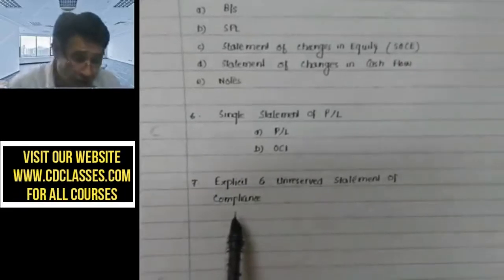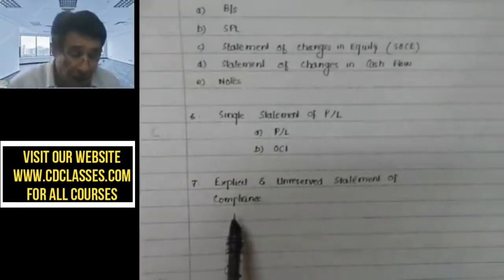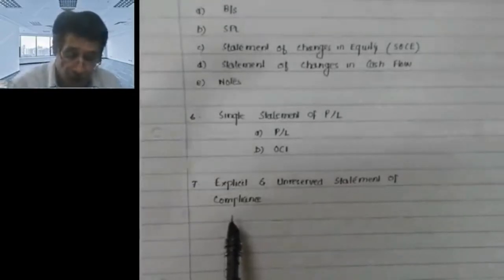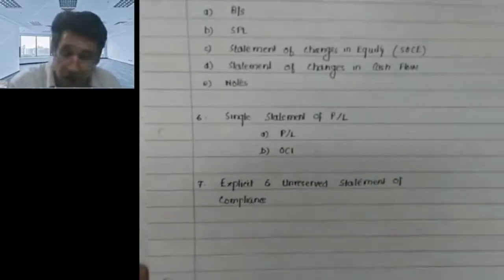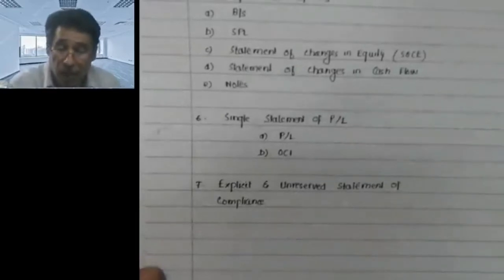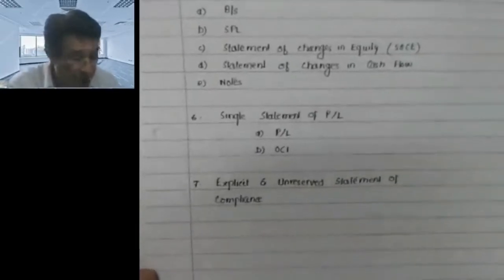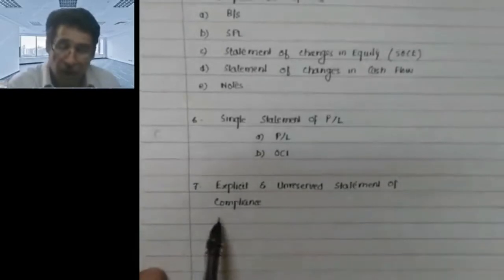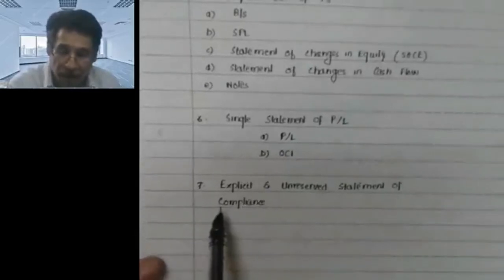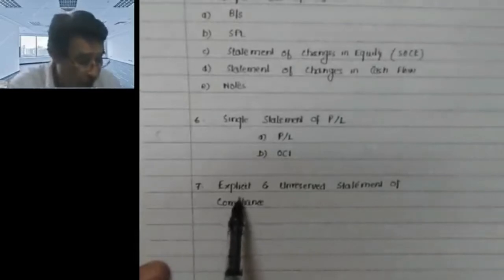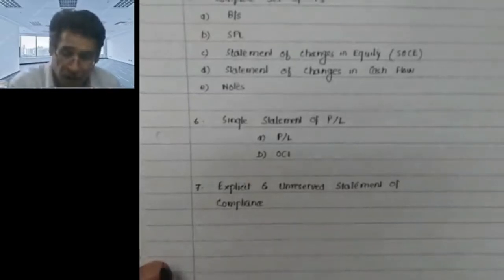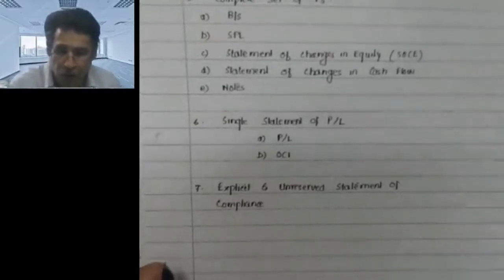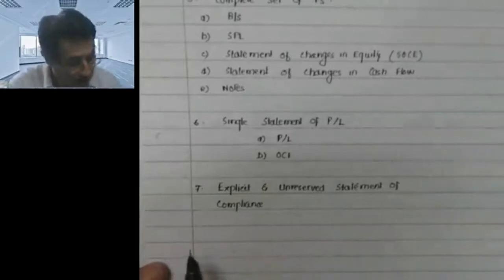That means an entity whose financial statements comply with Ind AS shall make an explicit and unreserved statement of compliance in the notes. Correct? And if that is not done, then we shall presume that the entity hasn't complied with Ind AS. Nothing to write in it, but the important point is that if an entity has prepared the financial statements as per Ind AS, then in the notes the entity must clearly mention that we have followed Ind AS. But if that statement is not carried, then it will be construed that the entity hasn't complied with Indian accounting standards Ind AS. So this is very important.